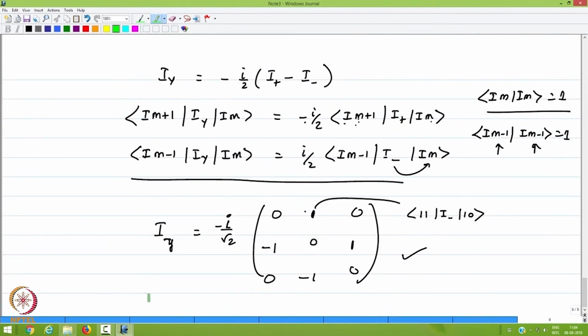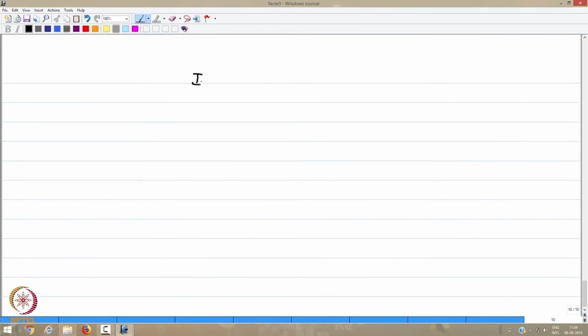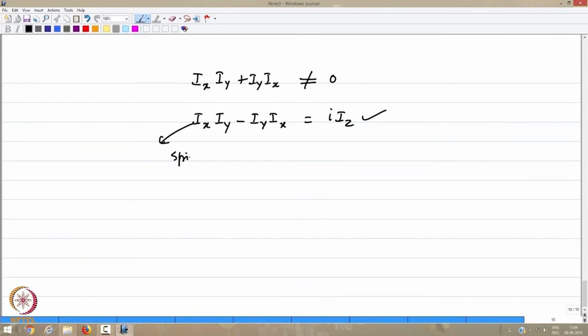Okay. These are the properties of spin-1 operators. However, for spin-1 or any higher spin angular momentum, Ix Iy plus Iy Ix is not 0. Okay. And for any spin including half, the relation is Ix Iy minus Iy Ix is always i Iz, always, no matter whether the I corresponds to spin a half or spin 1 or 3 halves and so on.